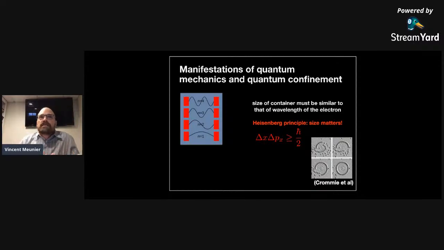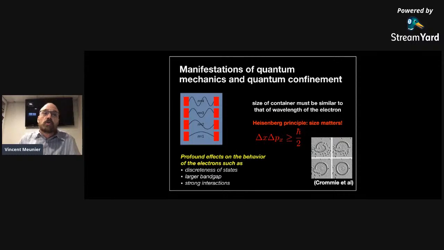And all that is related to the Heisenberg principle, which is a consequence of quantum mechanics, that says that the size of the physical object will impact the properties of the electron that's placed in it, basically. So the profound effect, of course, is on the state, on the energy you need to actually move electrons from a state to another one, just like the photoelectric effect I explained at the beginning of this talk.